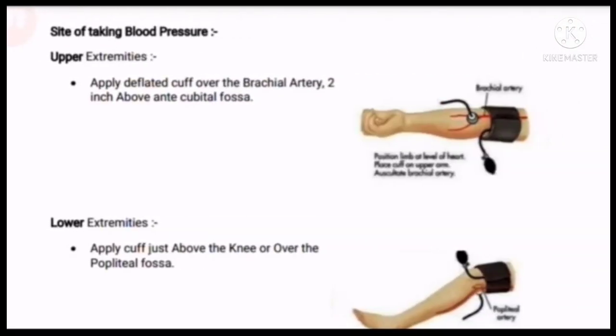Next, sites of taking blood pressure. First one, upper extremities. Here apply the deflated cuff evenly with the rubber bladder over the brachial artery, the lower edge being 2 inches above the antecubital fossa. And second one, lower extremities. Here apply the cuff just above the knee, or above the popliteal fossa.